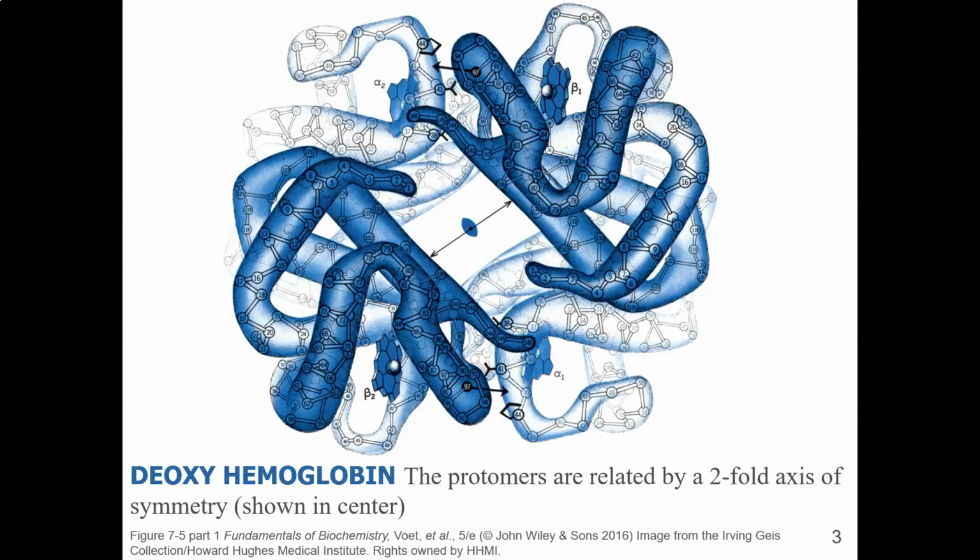Here's a diagram of the structure of the T form. I wanted to point out a few things. One is that there are specific contacts between alpha and beta subunits in the T form. The other thing I wanted to point out was the size of the cavity. There's a large cavity inside of the hemoglobin when it's in the T form.